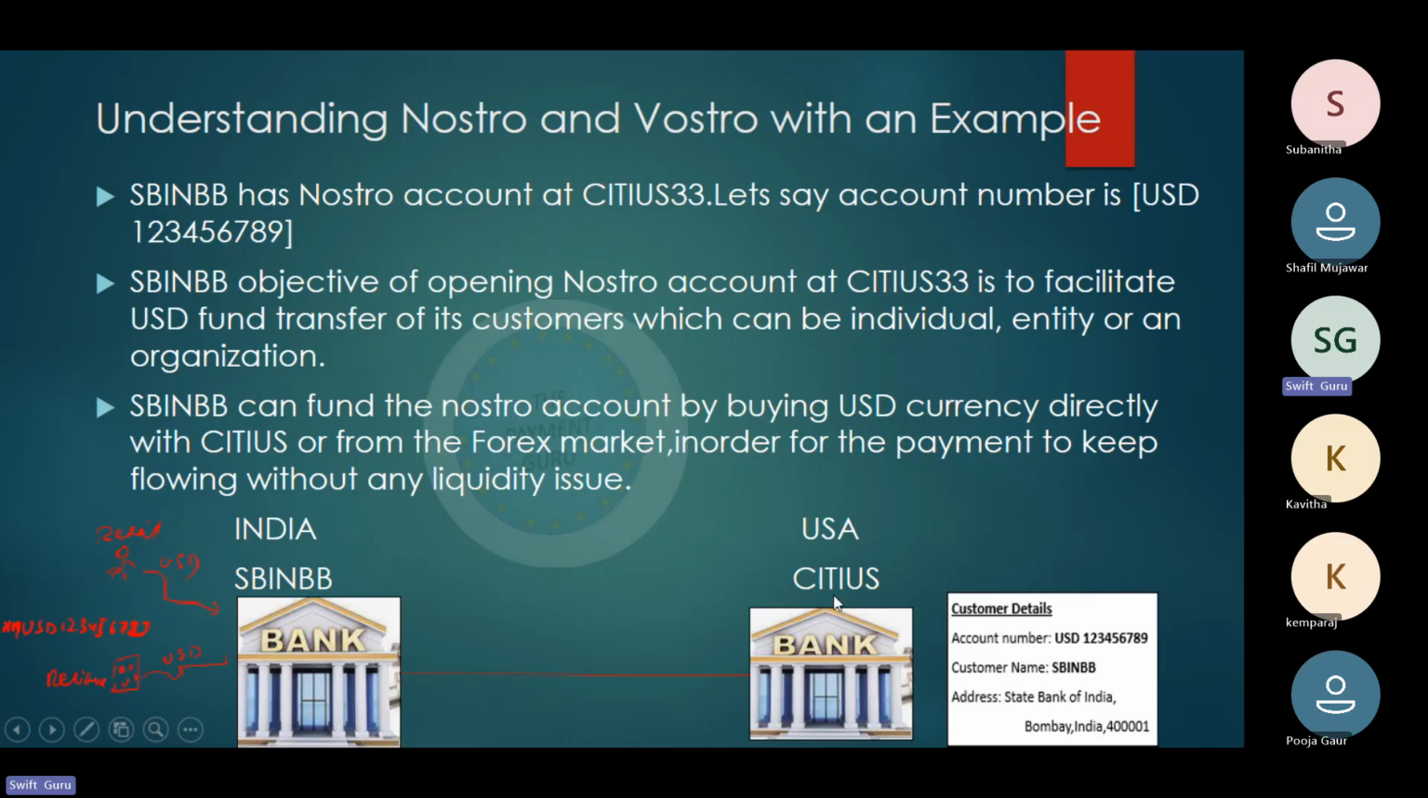Now, the question you might have is: State Bank of India has opened up an account in CTS Bank in USD currency, that's fine. But how do they fund it now? Just opening an account will not help. So State Bank of India has plenty of ways to ensure the funding is done.